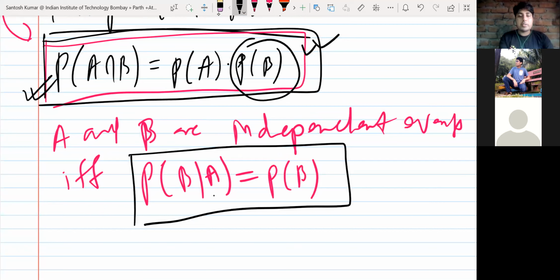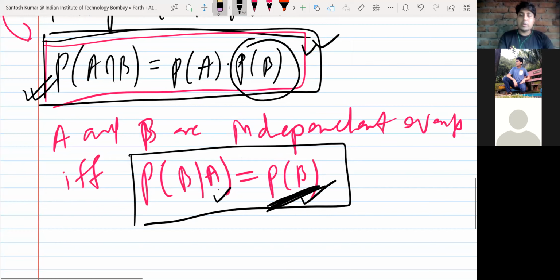So you can simply see here, probability of B given A is equal to probability of B. It means whether A is given or not given doesn't matter. Why? Because they are independent. If two events are independent, they do not depend on each other. So probability of B given A will be the same as probability of B. It does not depend on A, whether it has occurred or not.